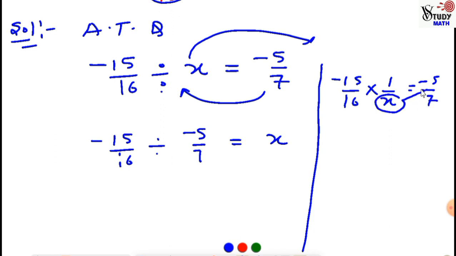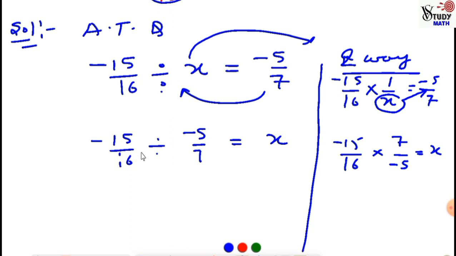Let x go to the numerator here. So negative 15 by 16 multiplied by this: the negative 5 comes in the denominator and this 7 goes to the numerator, which will be equal to x. So this is the second method, the second approach to solve this question.